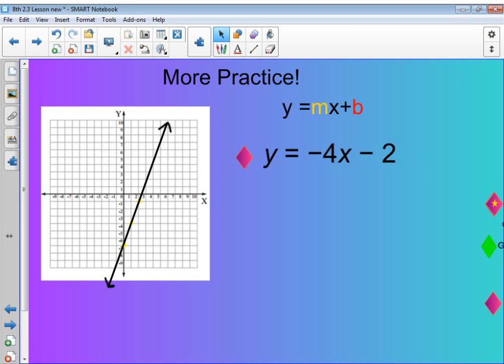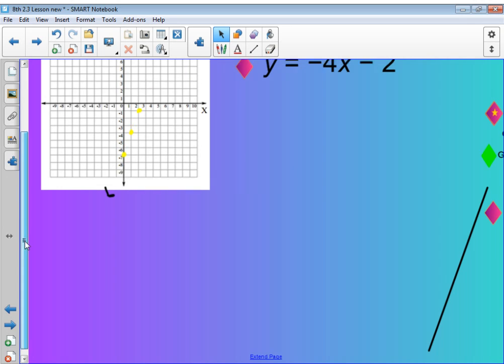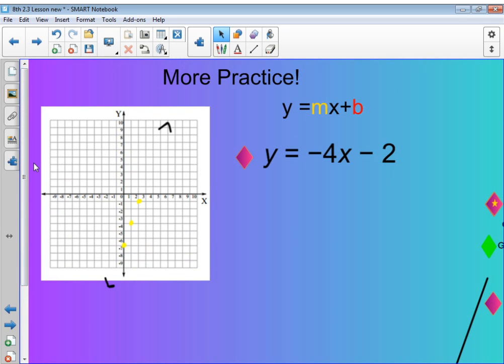I want you guys to try this one on your own. And then I'll go ahead and graph it in just a few minutes. So go ahead and pause your video and work out on your wipe-off board doing the y equals -4x minus 2. So go ahead and pause your video, do that, and then start it back up to check yourself.